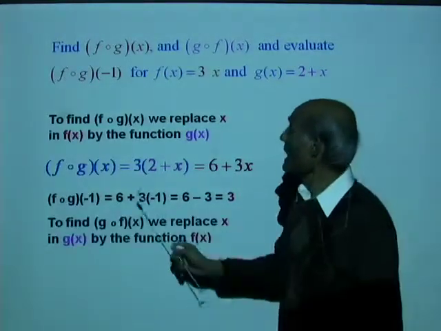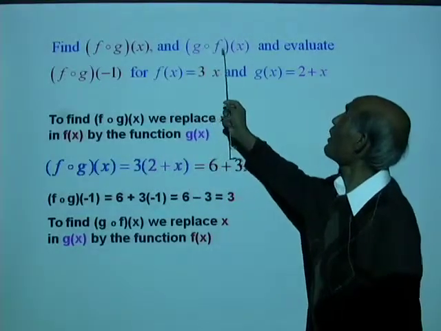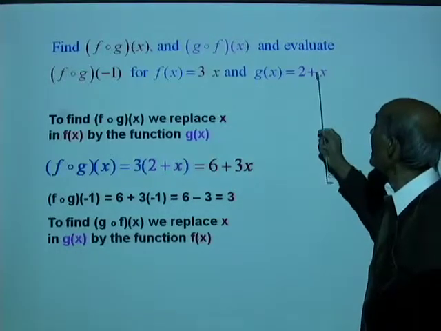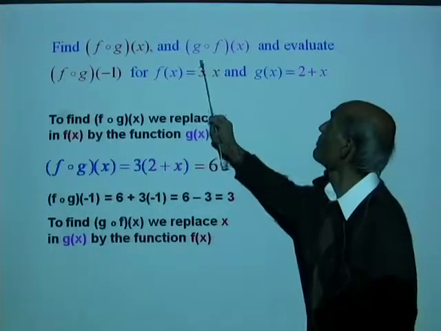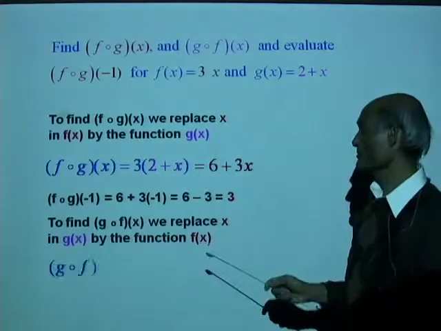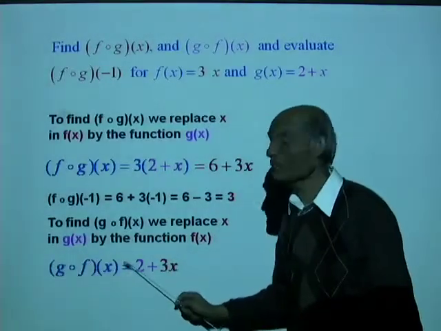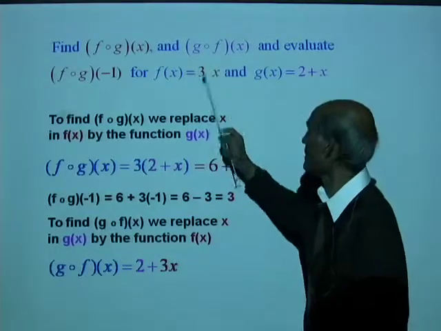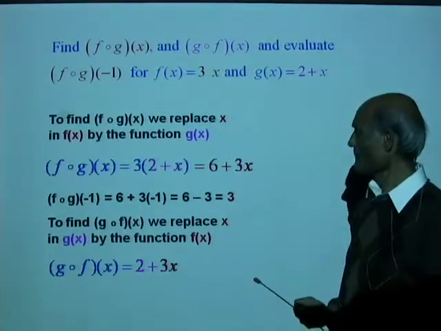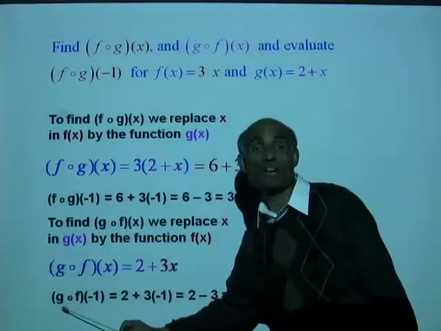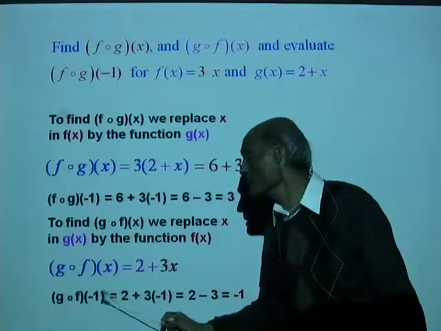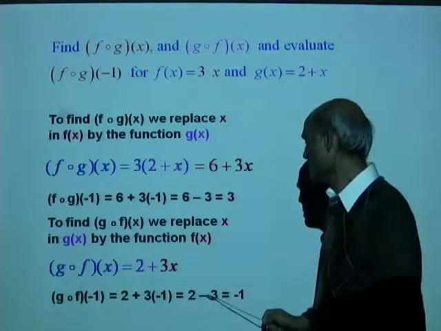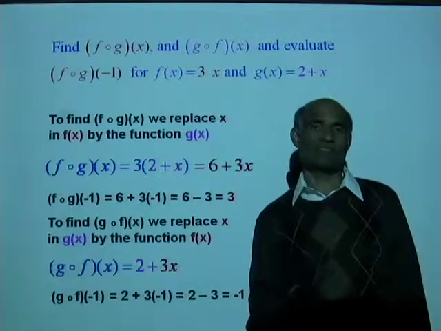Alright. And if you want to find g of f of x, what do we do? In the function g, x is replaced by f of x. So that will be g of f of x is 2 plus, in place of x, I have 3x. 2 plus 3x. And therefore, if you want to find g of f of negative 1, it will be 2 plus 3 times negative 1. That is 2 minus 3, that is negative 1.